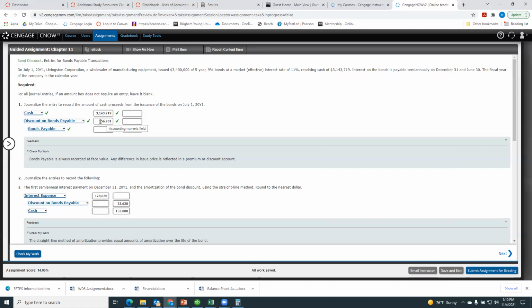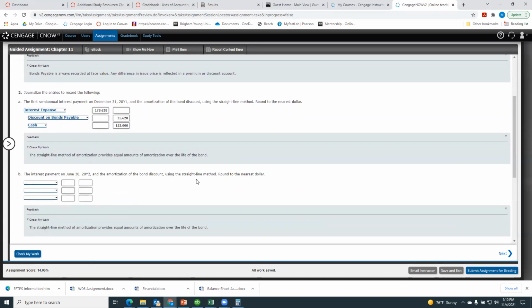So we're just going to divide that total expense up into 10 payments over the 10 interest payments in the bond's 5-year life. And then each 6 months we'll amortize one of those tenths off and claim it as an expense. Okay. And then the interest payment on June 30th is going to look exactly the same as the one on December 31st. So we're going to have an interest expense, a discount on the bond payable, and cash.